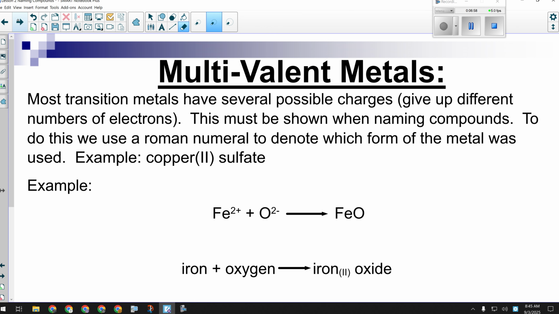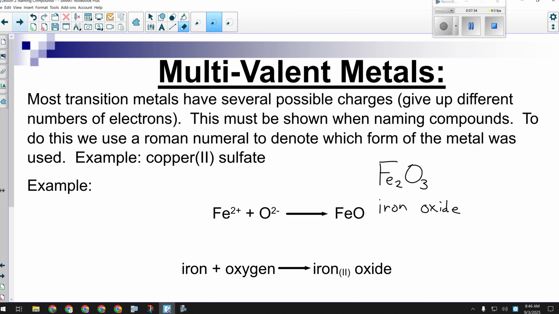I'm going to do another example here, and I want you guys to copy it down and follow along with me as we do it. So here's my compound: Fe2O3. I can start out writing the name of this, no problem. Fe is iron and O is oxygen.